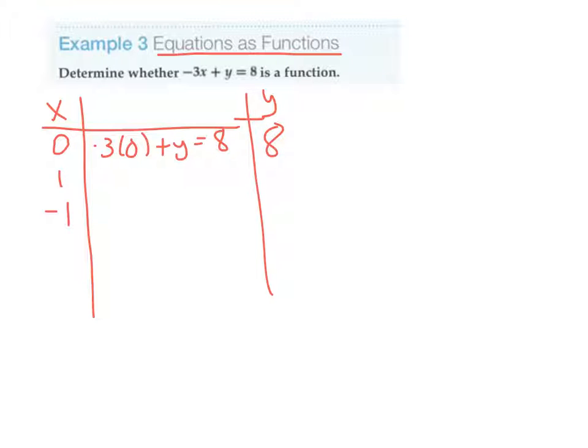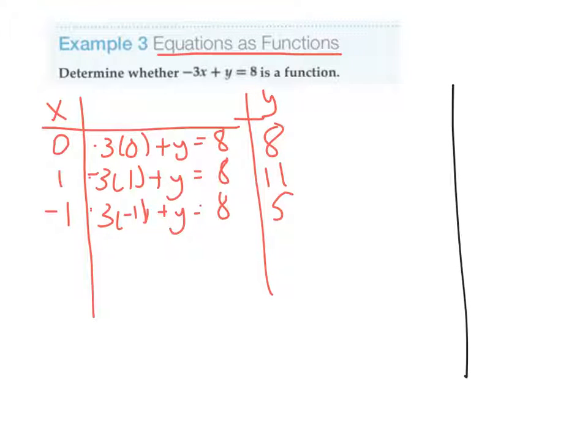If I put 1 in for x, I have a -4. What would I have to add to y to give us 8? If I take the -4 and move it over, I would get the y value of 11. And if I put a -1 in, I get a +3, and I get the answer 5. So once you have 3 values, we can then go over and graph those values.